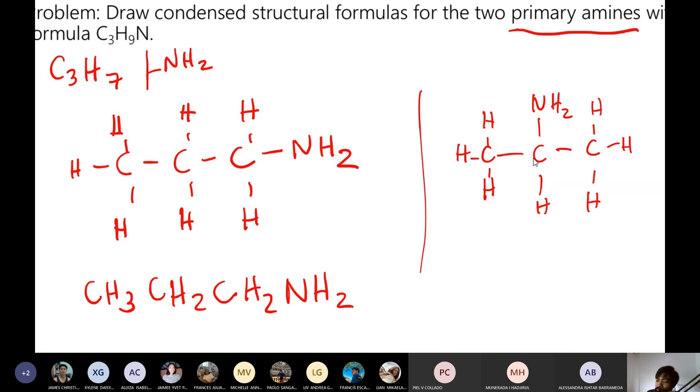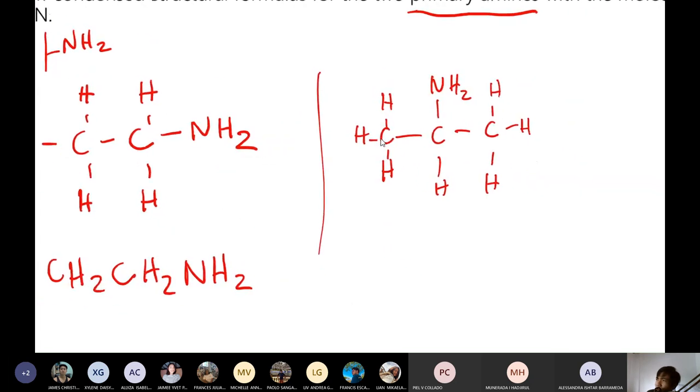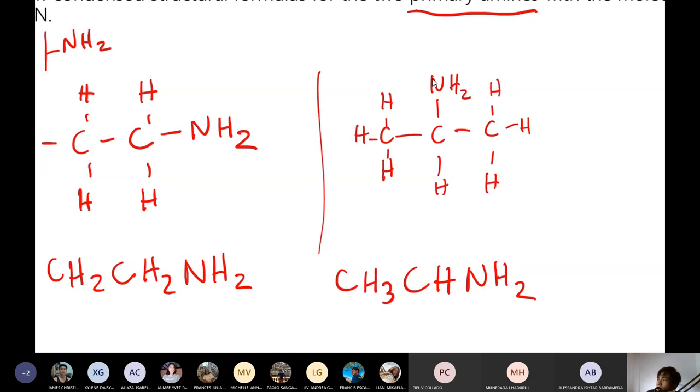Gawin naman natin to. Paano to? Start from the left. You have three hydrogens here, so that's CH3. Next carbon. Ano yung nakadugtong dito? May H and may NH2. Okay? So, anong gagawin natin dyan? Unahin mo yung hydrogen. Then NH2. Okay? Then last one, you have carbon and three hydrogens.